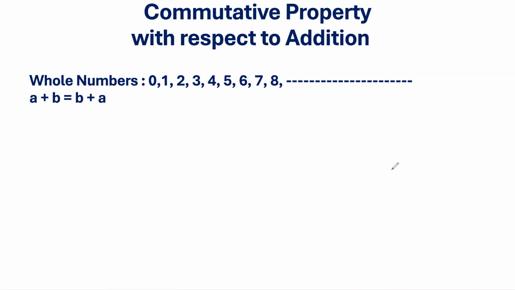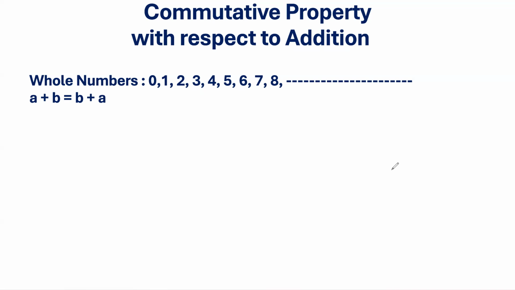Commutative property with respect to addition. We are checking in the set of whole numbers. Whole numbers are these kinds of numbers: 0, 1, 2, 3, 4, 5, 6, 7, 8. It's going to infinity.